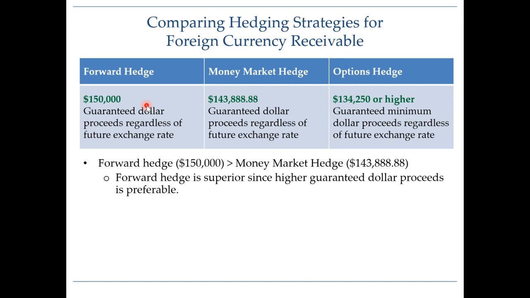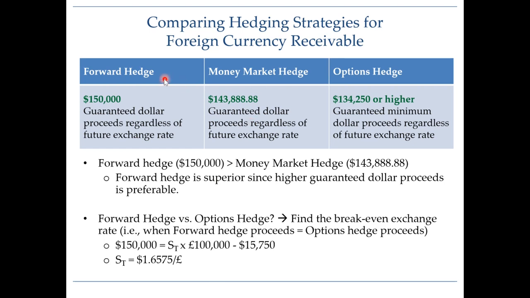So remember, these are dollar proceeds. These are dollars that we will be receiving, and we want to receive more dollars, again holding all else the same. So forward hedge gives us more dollars than money market hedge, so we can cross out money market hedge. So next, then we would compare forward hedge against options hedge, now that we have eliminated money market hedge.